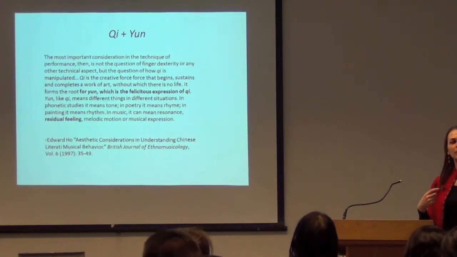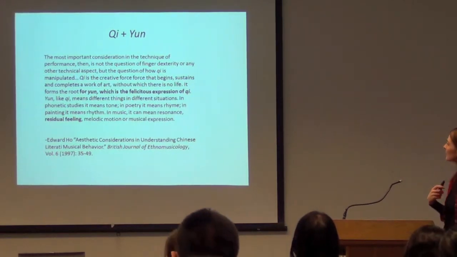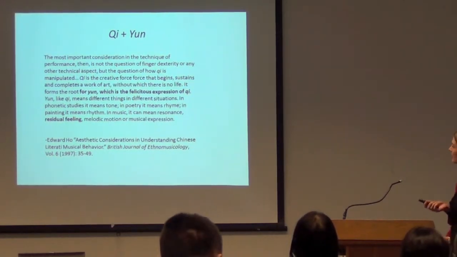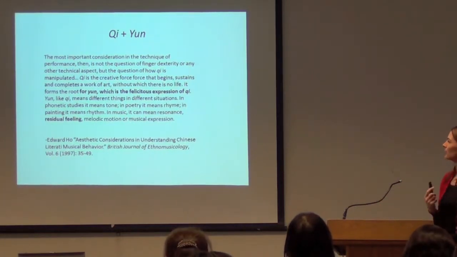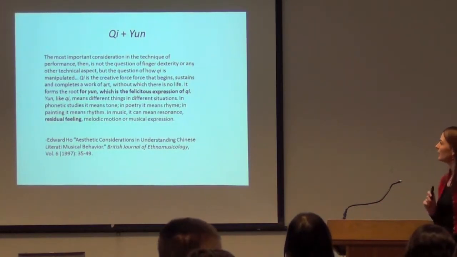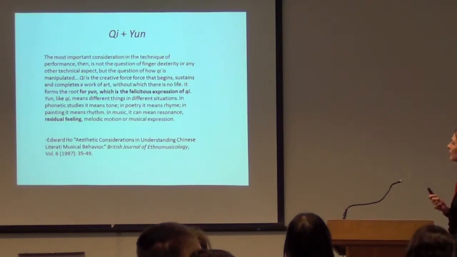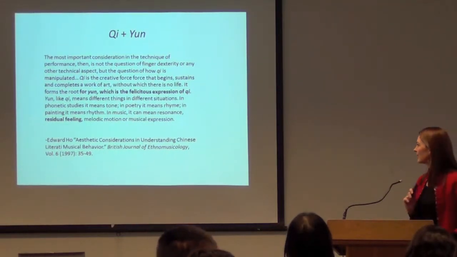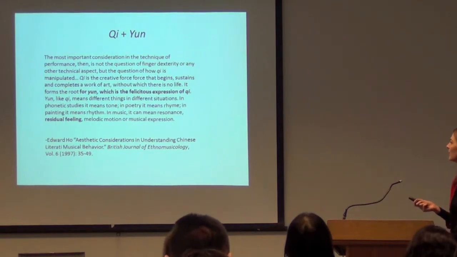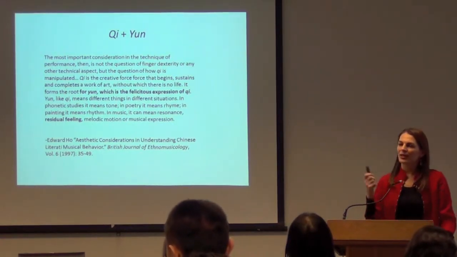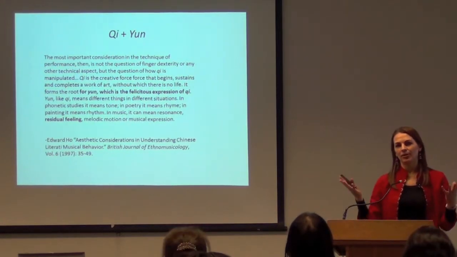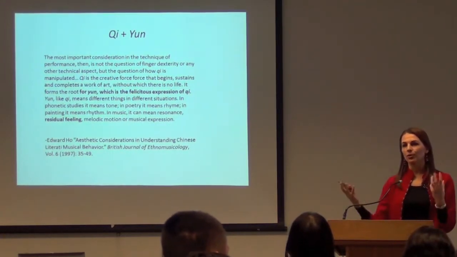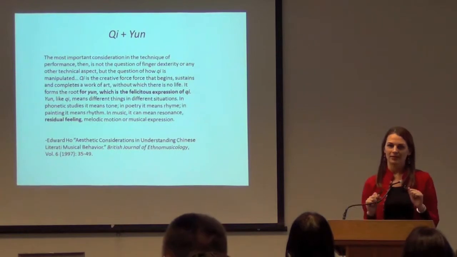So if you think of yun being the correct use of breath, yun, like qi, means different things in different situations. In phonetic studies, it means tone. In poetry, it means rhyme. In painting, it means rhythm. In music, it can mean resonance, a residual feeling, melodic motion, or musical expression. So I like to think of yun as the vibration that is left with you after you hear a piece of music, or you see a piece of painting, or you watch a piece of dancing.